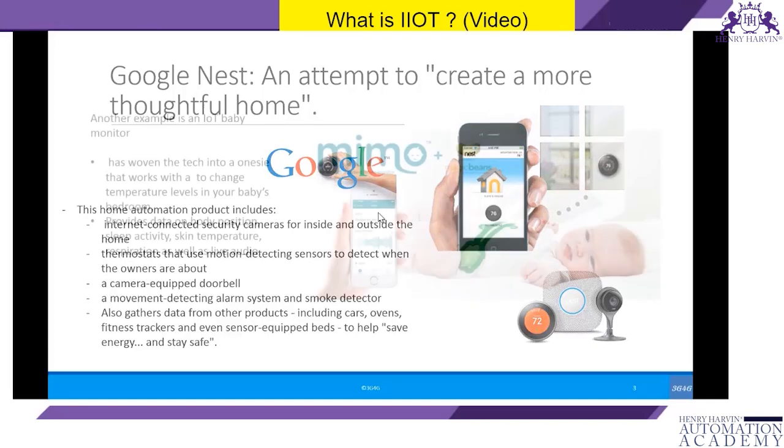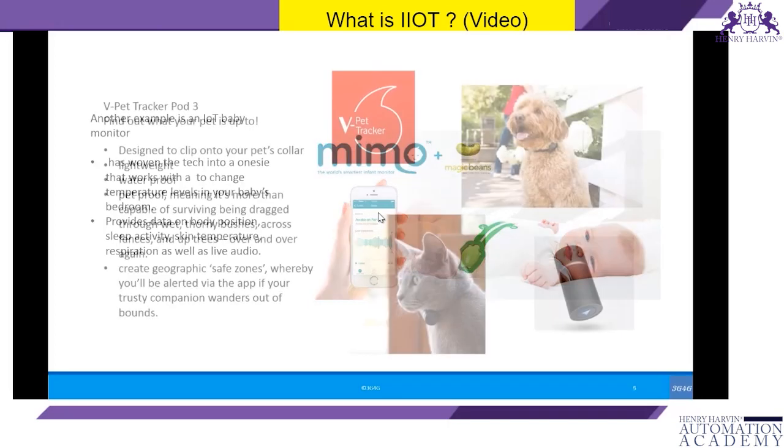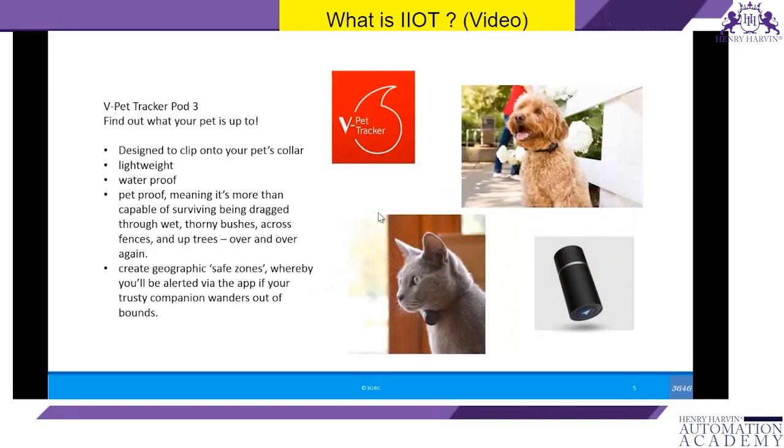and stay safe. Another example is the baby monitoring app Mimo. Available for both iOS and Android, this enables parents to track their baby's vitals in real time, while also giving them a handy analytics-style overview of the breathing and sleep patterns over time. One more example is the pet tracker. Vodafone has developed the V-Pet Tracker Pod 3, a lightweight device that can attach to the collar of your pet. You can then monitor the activity and geographic location of your pet via your smartphone to ensure their safety and well-being.